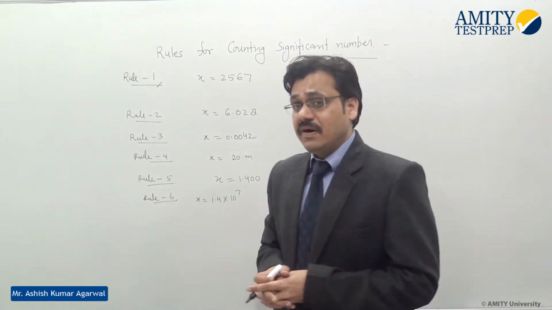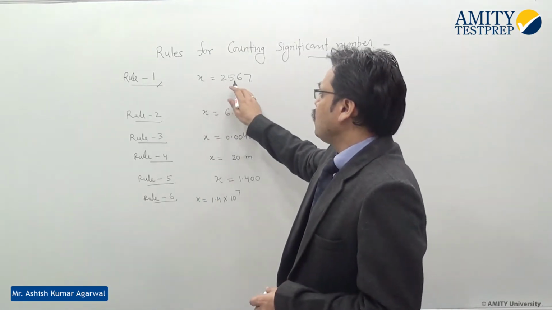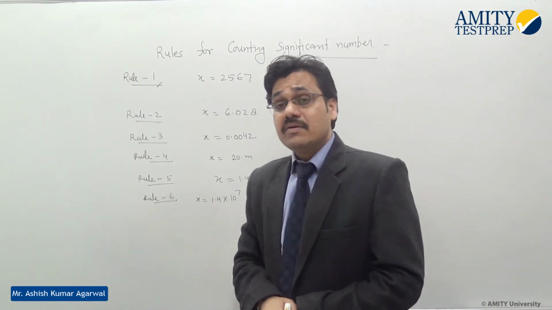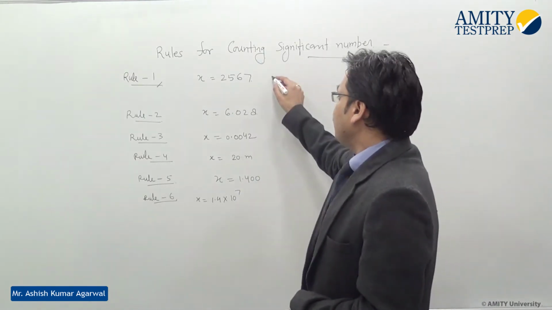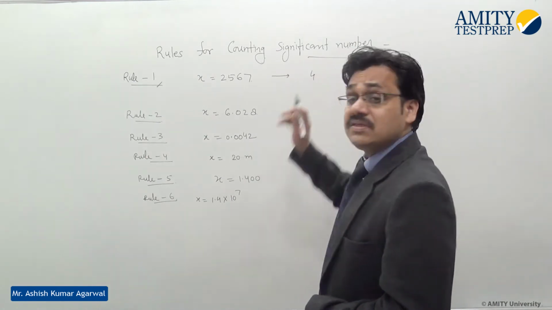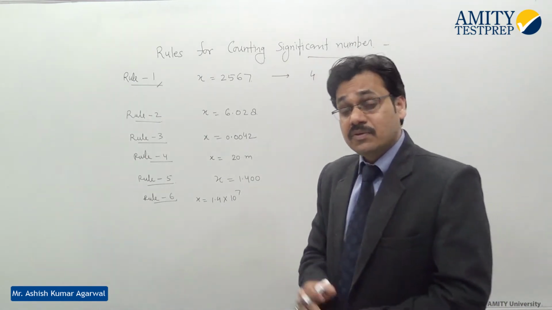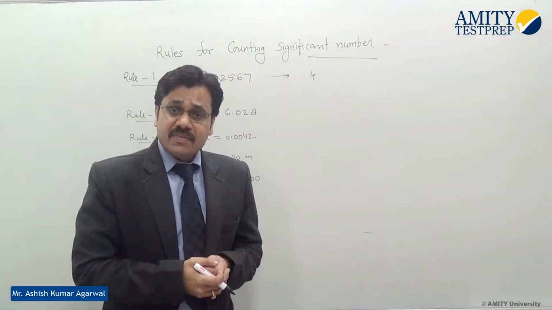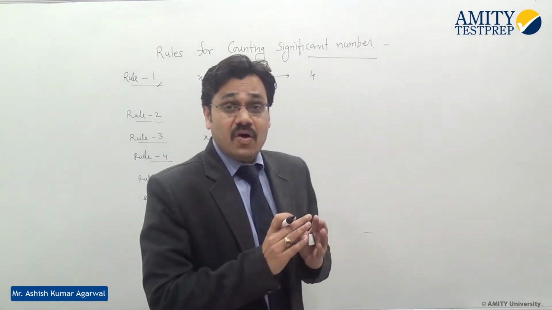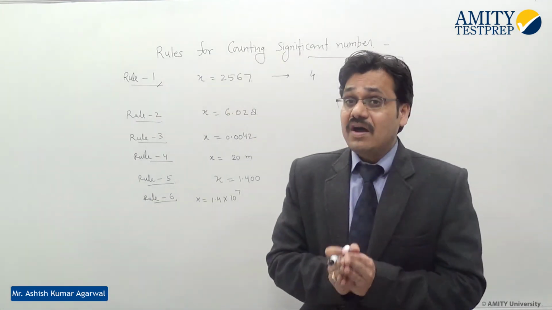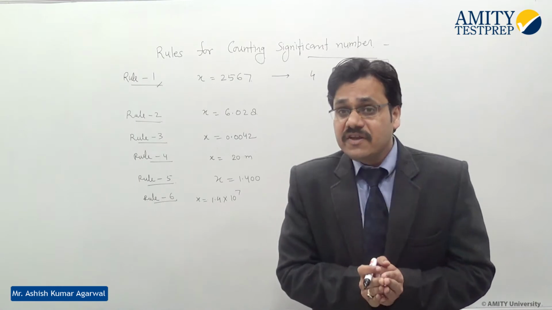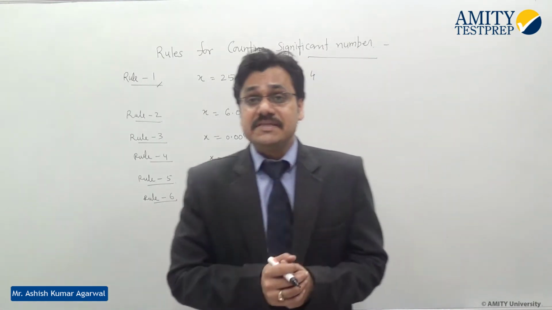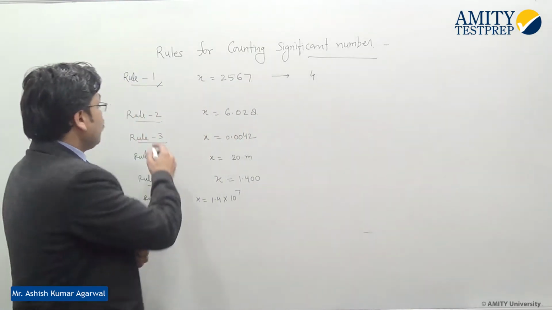So in example 1, I can say x equals 2564. These digits are all non-zero, so here I can write that there are 4 significant figures. Whenever a value has all non-zero digits, the number of significant figures is the number of digits. Okay, the second rule.